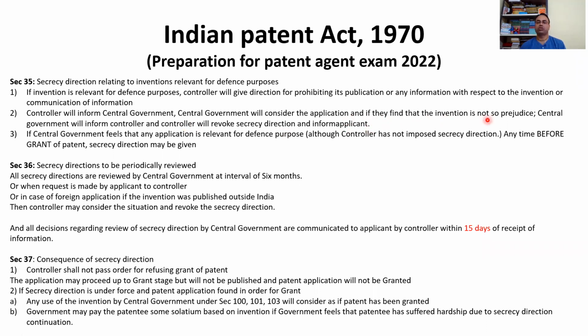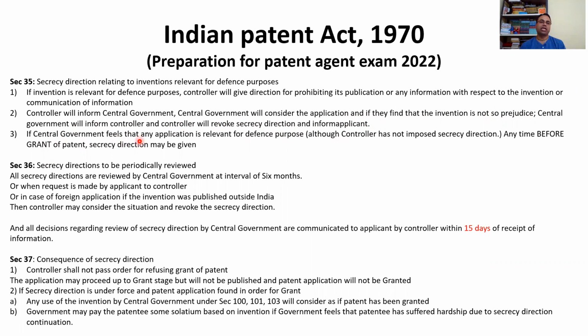If they find the invention is not prejudicial, meaning it is not harmful and not related to defense, the central government will inform the controller, and the controller will revoke the secrecy direction and inform the applicant. So they will revoke the secrecy direction and inform the applicant.